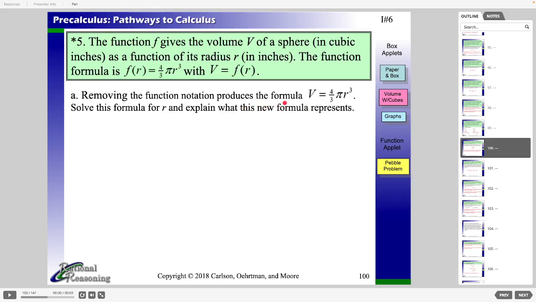So if we're doing this one, we've got a function. Solve this function for r. Now, I've seen some of you doing this as homework. What we want to do is just solve this one for r and explain what this new formula represents. So we do go ahead and solve it for r.